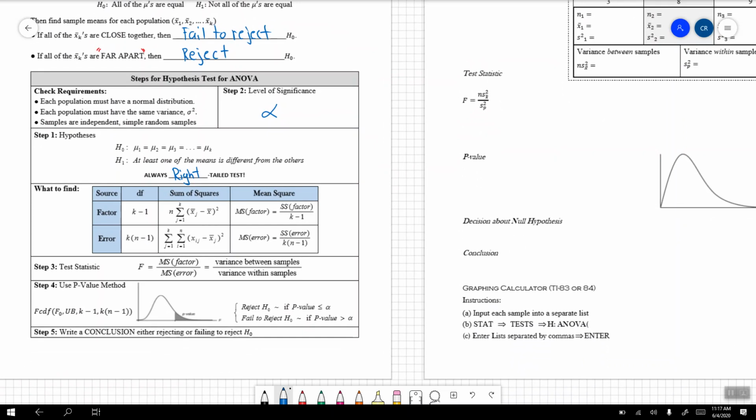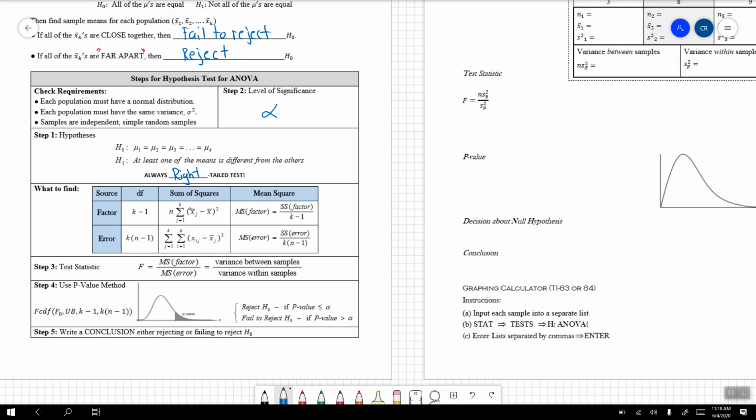Next, what are we going to be looking to extract? One of the items that we want to extract, you're going to see here that we have 2 degrees of freedom. 1 degree of freedom is going to be for the factors. So when we say we're looking for the degrees of freedom for the factors, that's going to be k minus 1. If we're looking for the degree of freedom for the error, we're going to be looking at k times n minus 1.